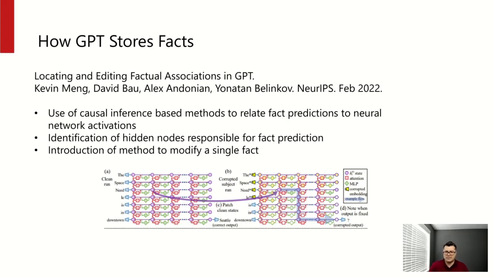I think one of the examples that we're using is in this picture here. The Space Needle is in downtown Seattle or something like that. So that was a fact that they looked at, and then basically what they were able to do is they were able to come up with an approach that can identify the location of a fact in GPT, and then they came up with an approach that was able to modify that fact within the model.